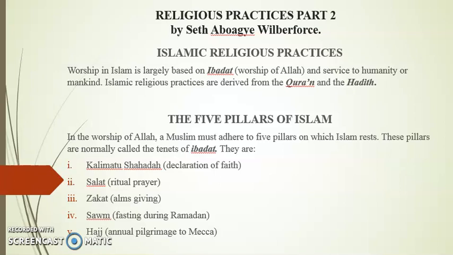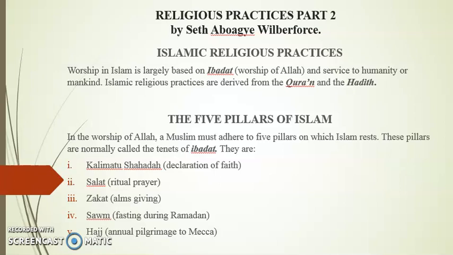Already we've said that Ibadat is the worship of Allah. So how do Muslims worship Allah? What guides a Muslim in the worship of Allah? So let's look at the five pillars of Islam. In the worship of Allah, a Muslim must adhere to the five pillars of Islam, or five pillars on which Islam rests. Now, these pillars are normally called the tenets of Ibadat.